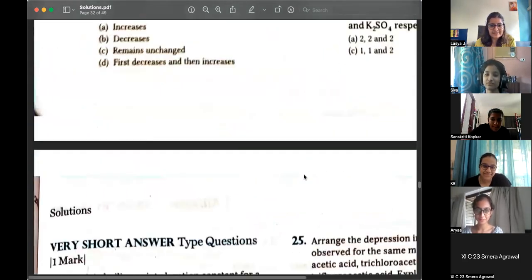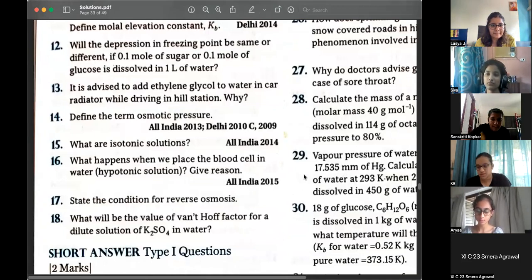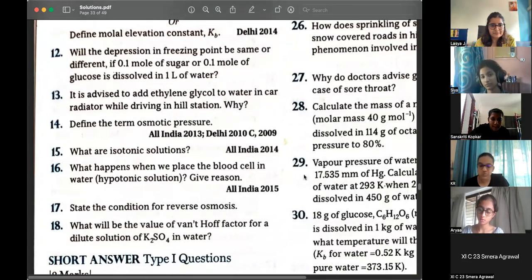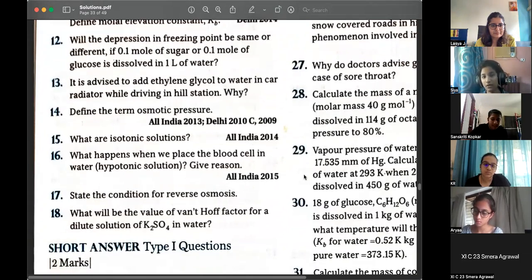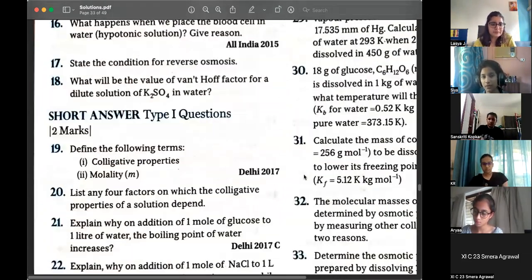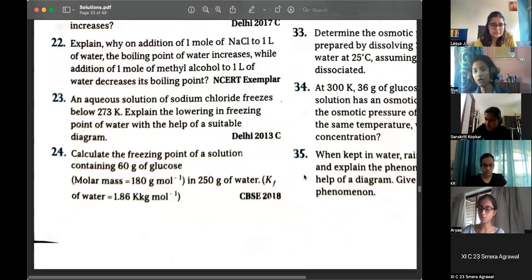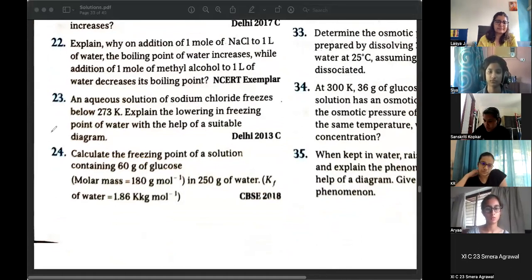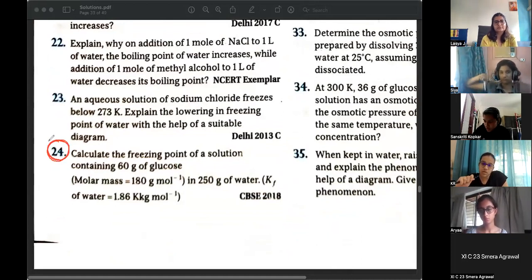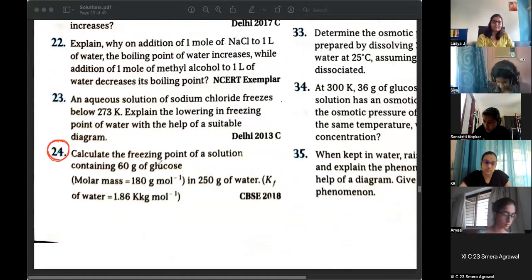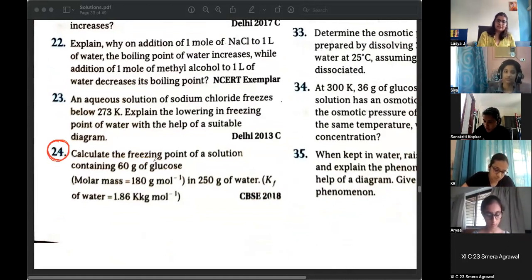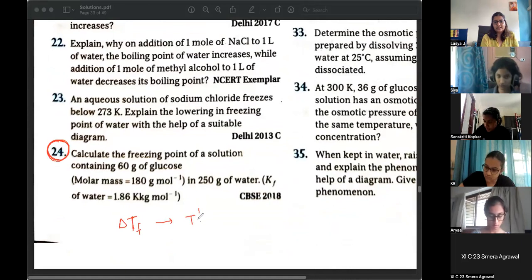Okay, van't Hoff factors and all we haven't done yet. Okay, this is another direct question. Calculate the freezing point. So in theory, you have to calculate the freezing point. First figure out delta TF and after that, what is the T dash F?